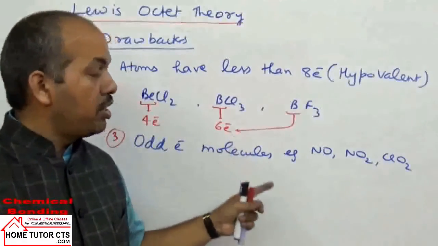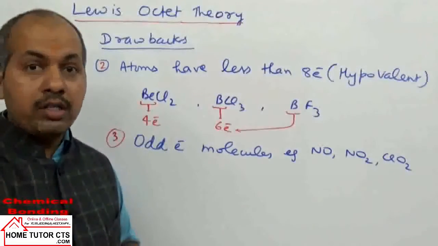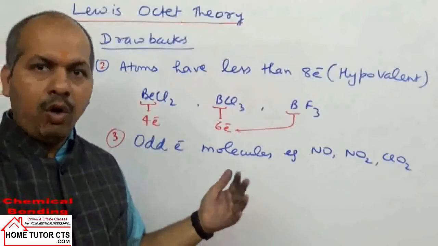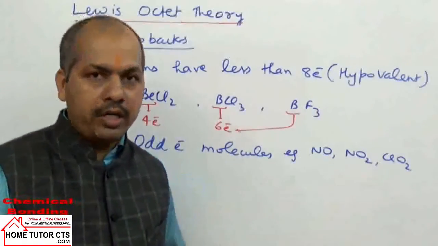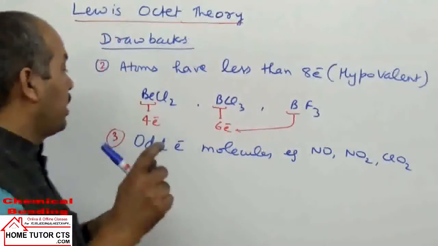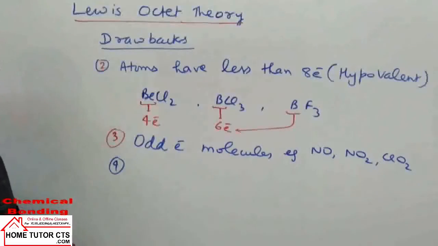When the total number of electrons is odd, we cannot make them all into lone pairs or bond pairs, and in such cases all the atoms can never have a complete octet. So these are again drawbacks of this theory. Now one more drawback: it can tell only electron distribution.